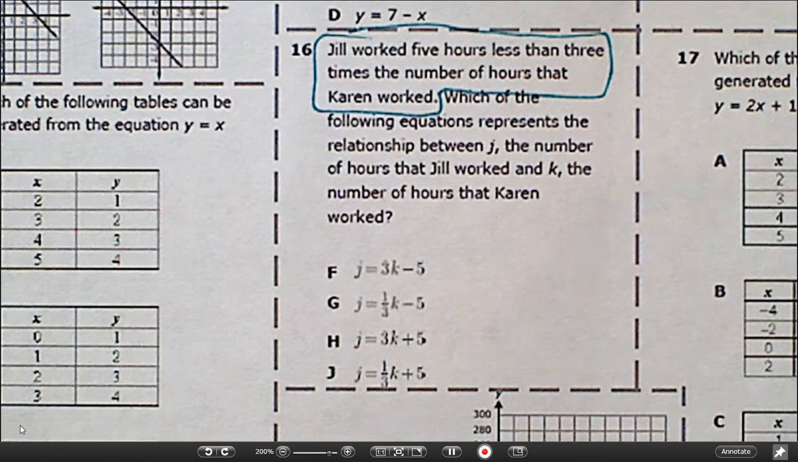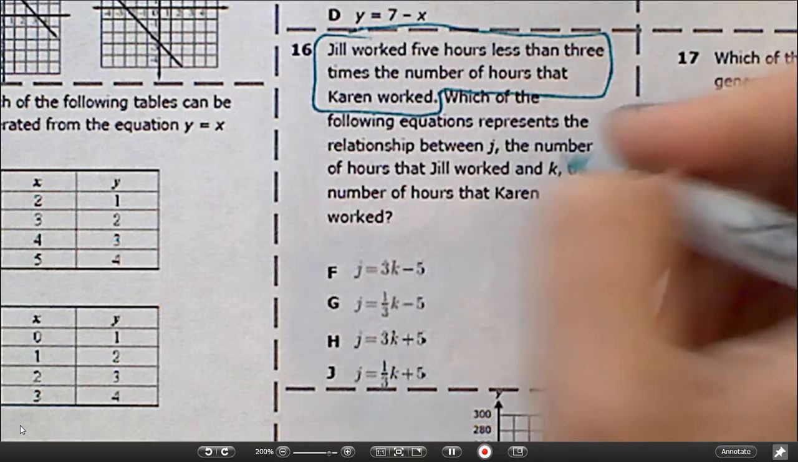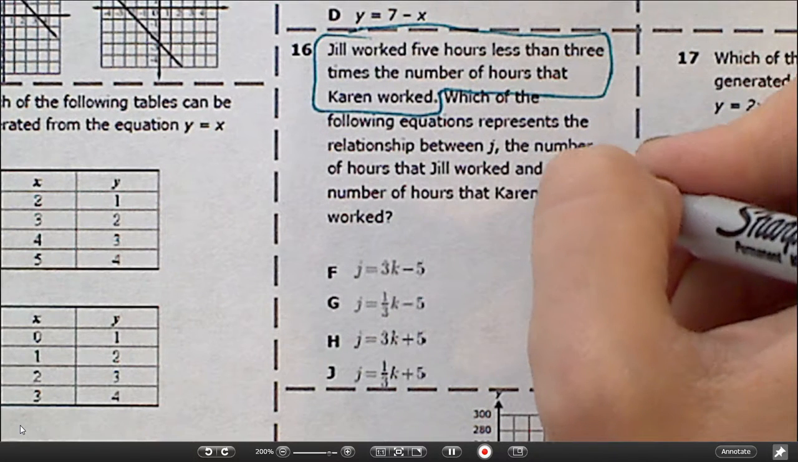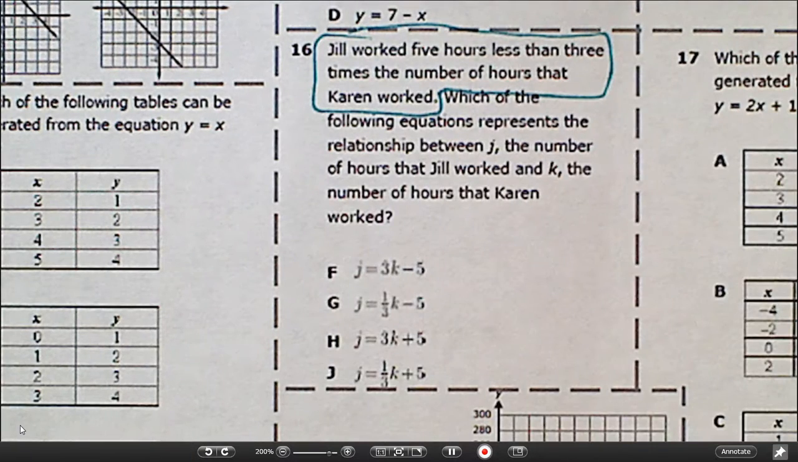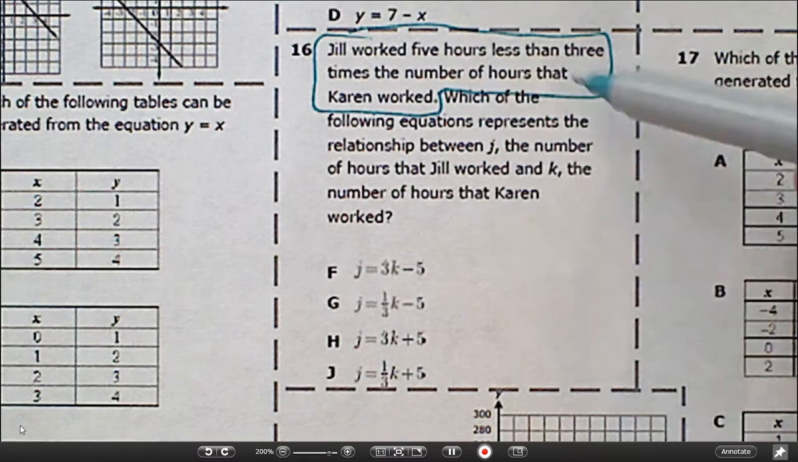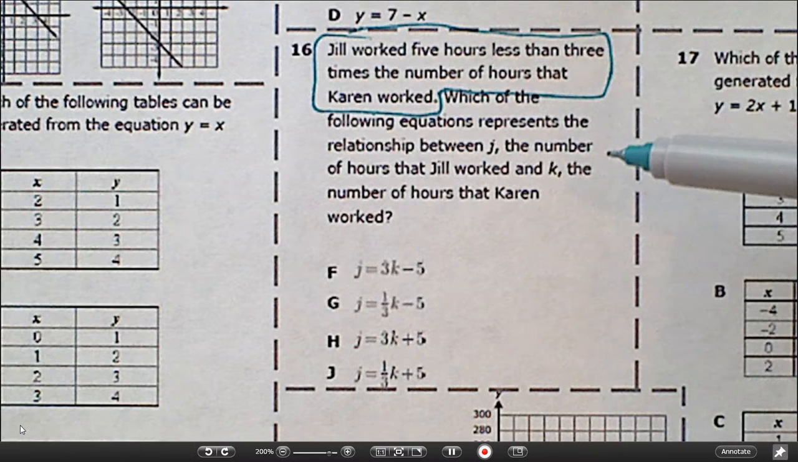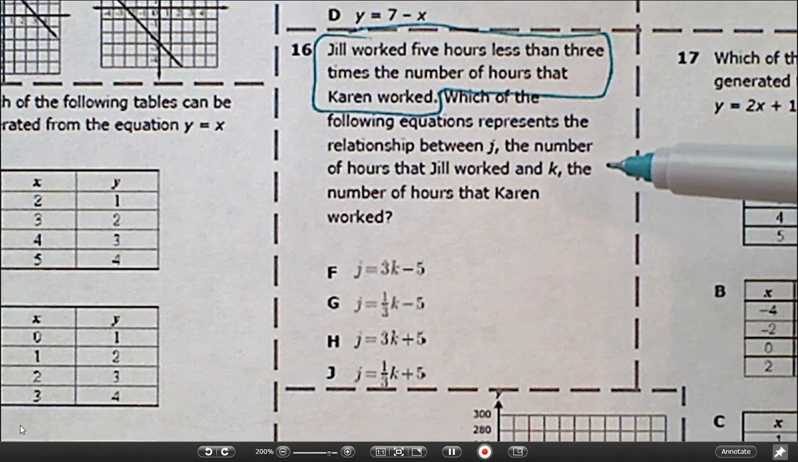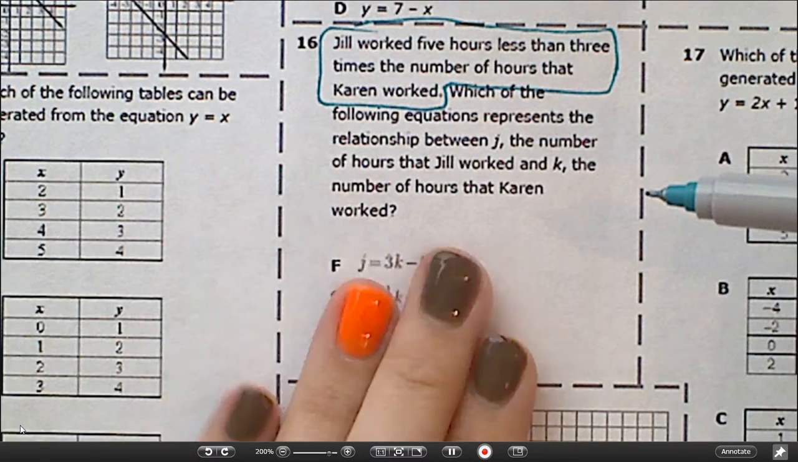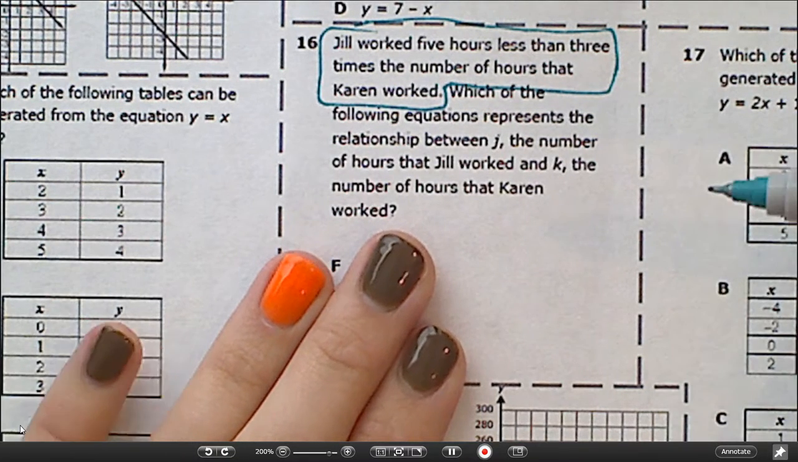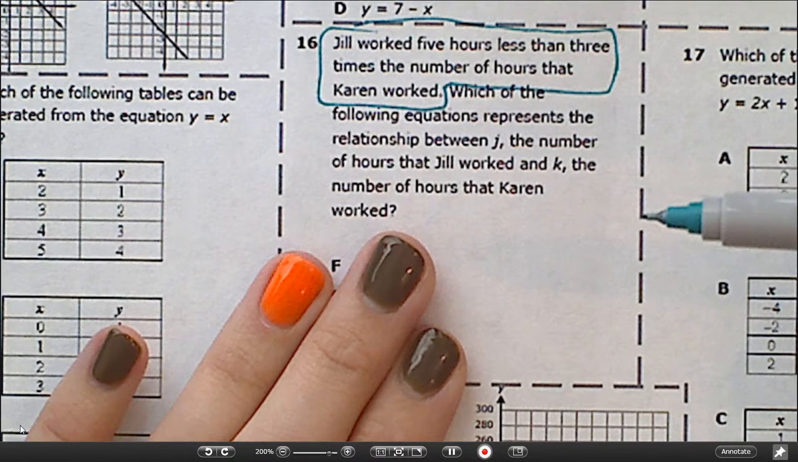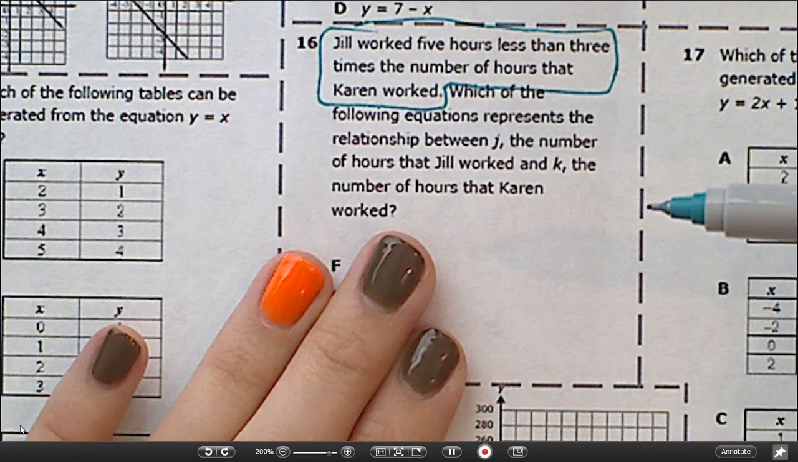Then it says, which of the following equations represents the relationship between J, the number of hours Jill worked, and K, the number of hours that Karen worked? Okay, so I need to take this English stuff and put it into math language. So Jill, I'm going to cover up these answer choices. I don't want those there. They confuse me. They all kind of look the same, and I don't want to look at them. So Jill worked 5 hours less than 3 times the number of hours that Karen worked.